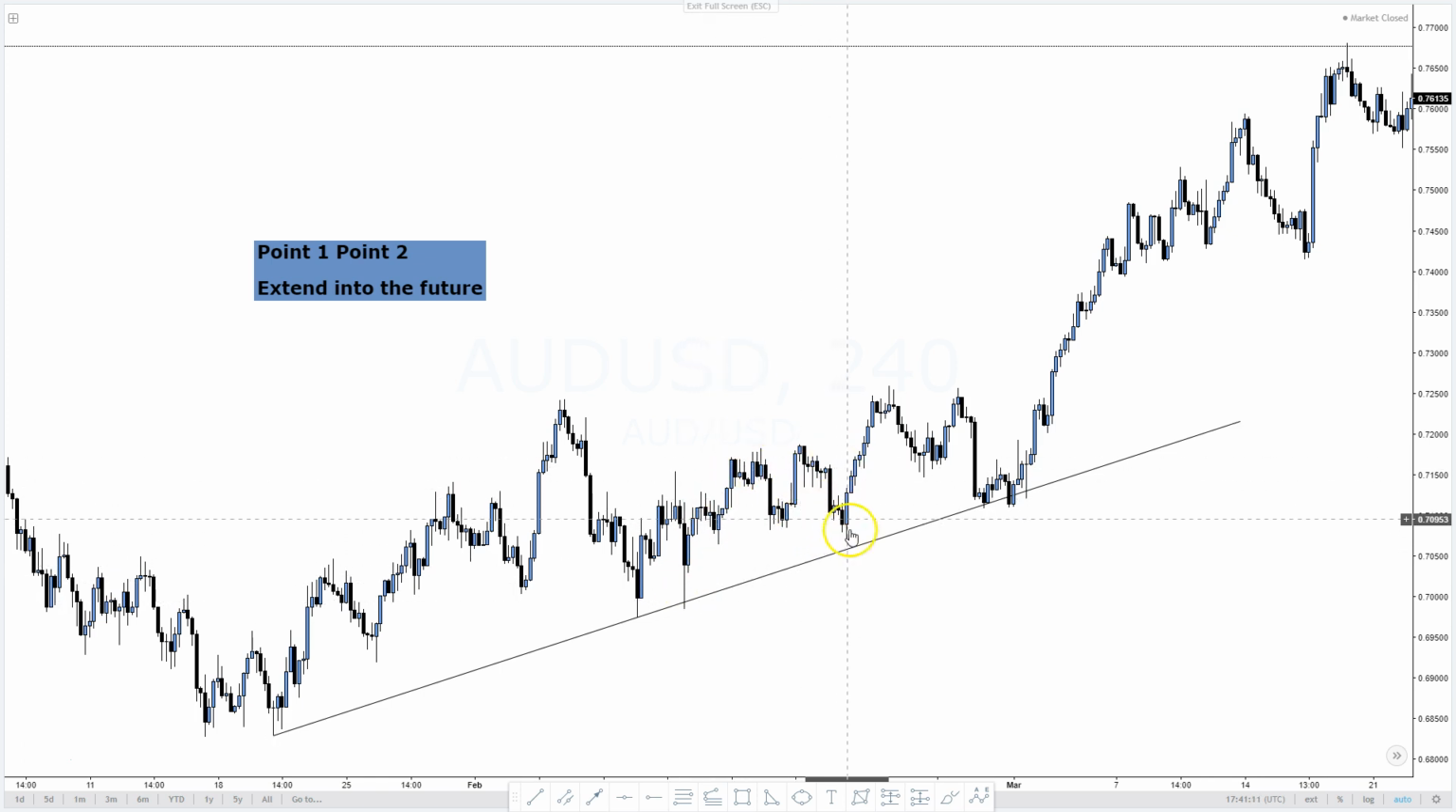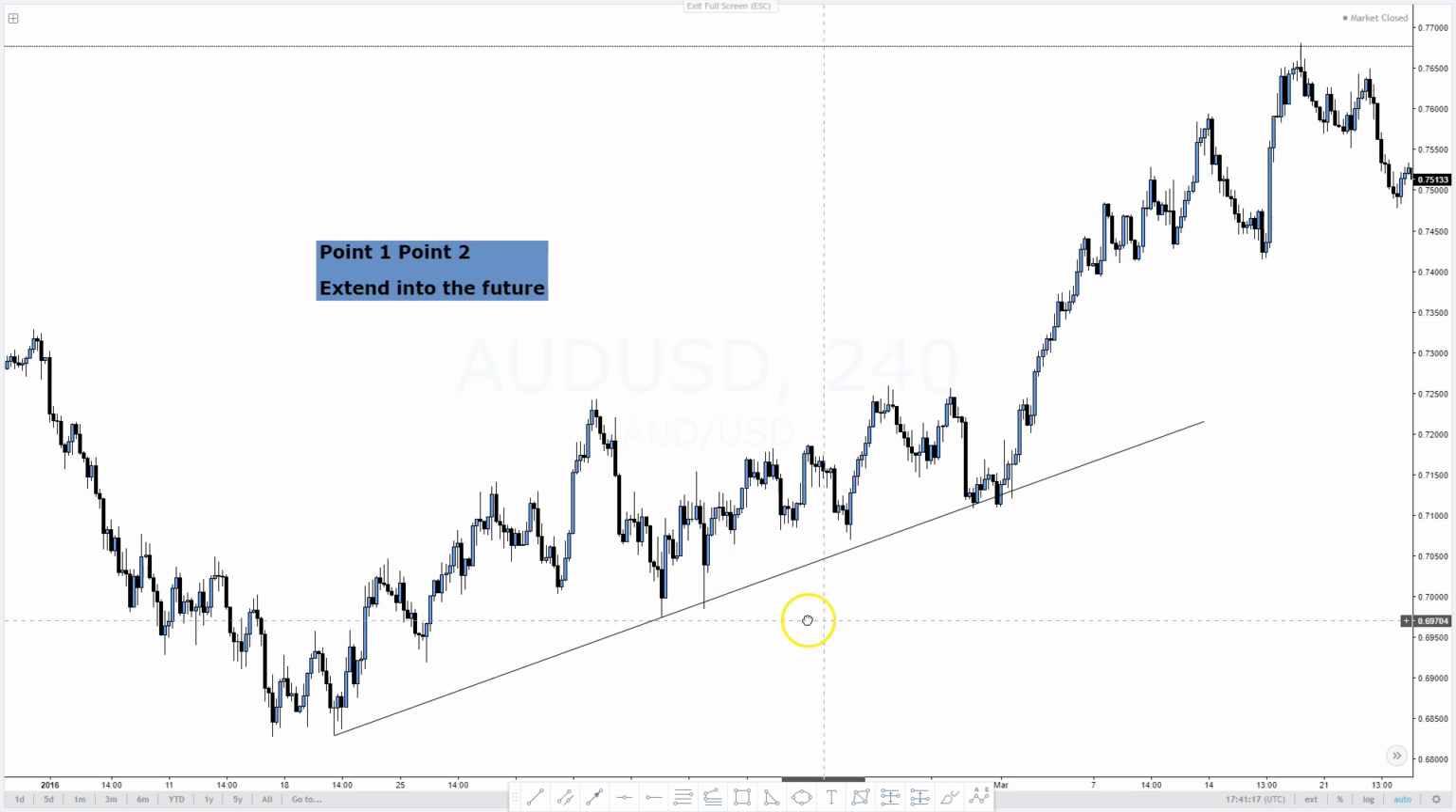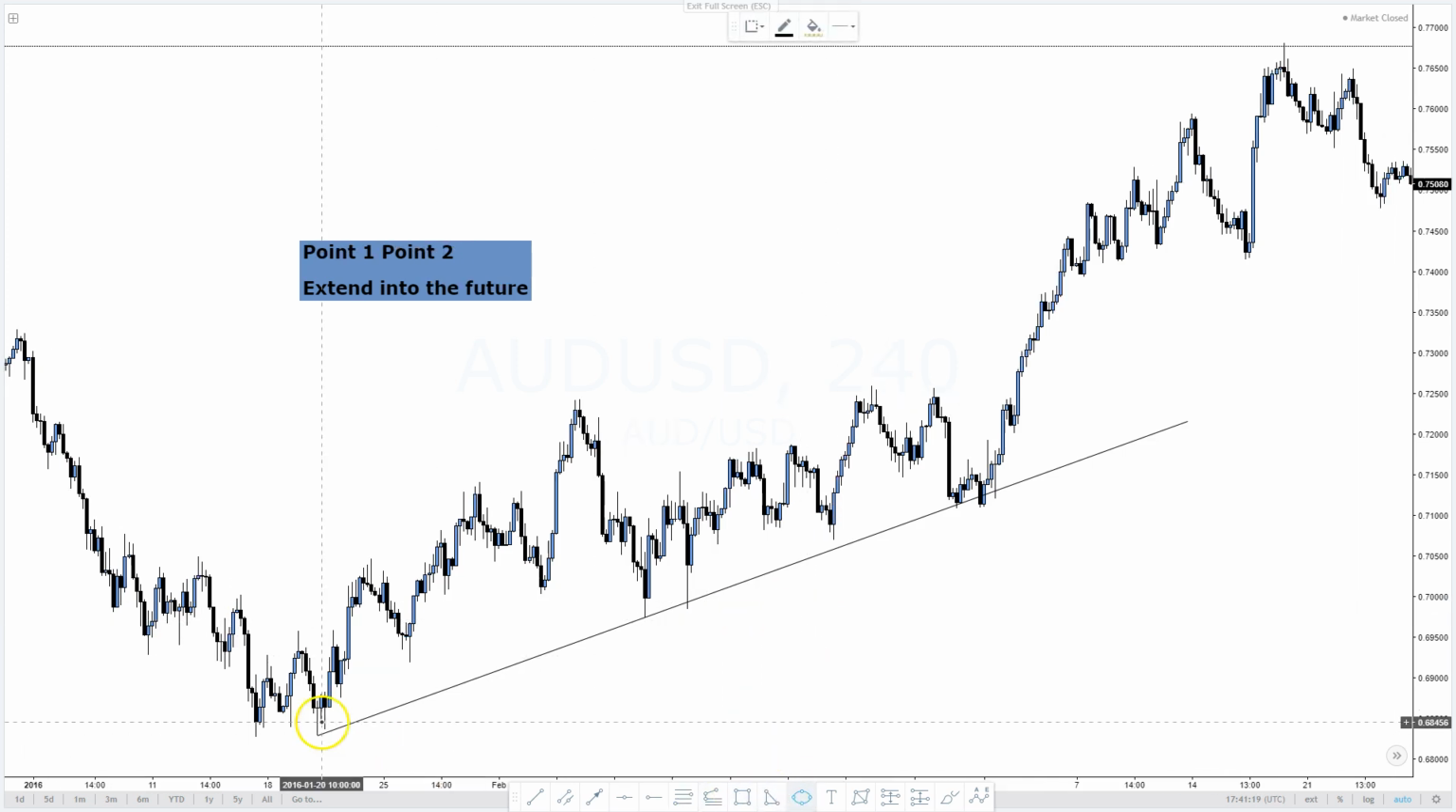Price kept climbing, retested, near miss, came up, touched it again, took off. So we know this is a valid trend line. It's a very good trend line. Let me circle the points. So it's point 1, point 2, and then run it through.